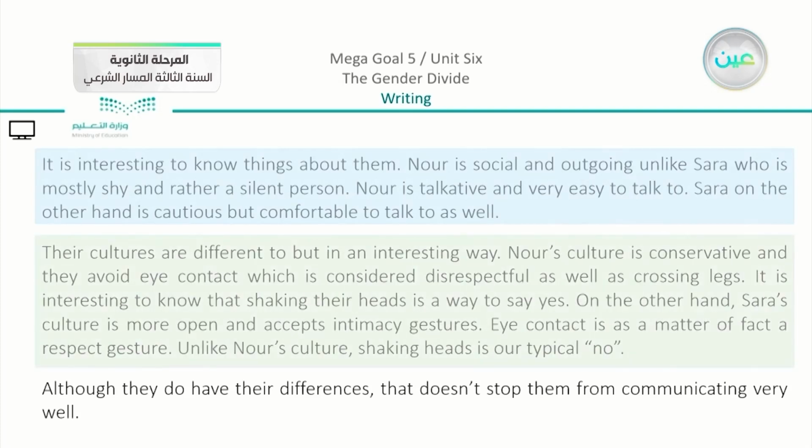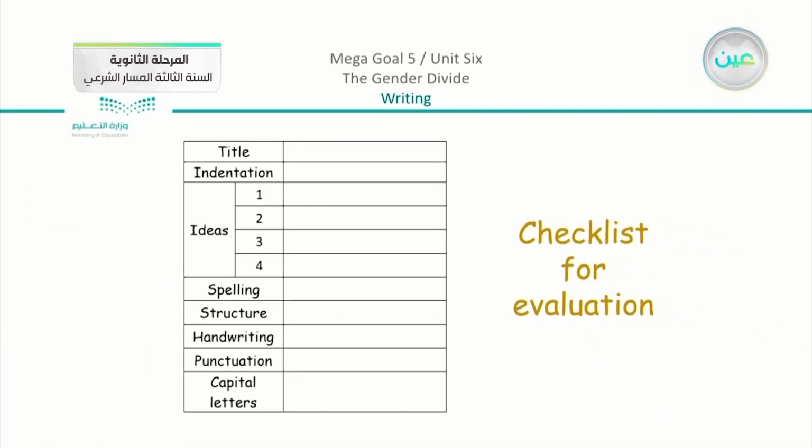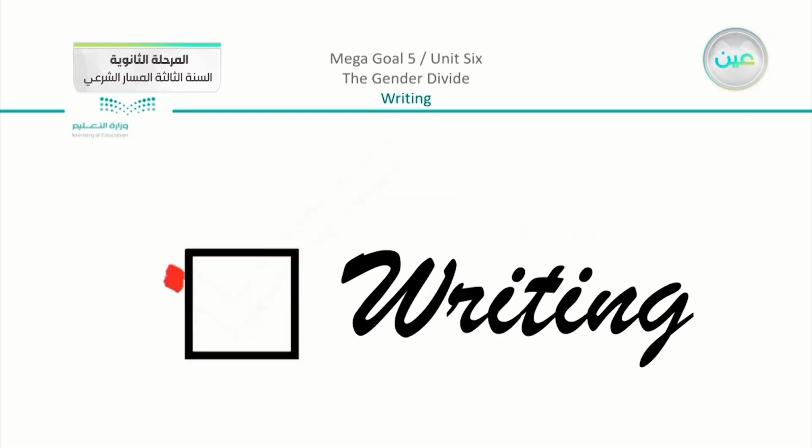Now we have, as we mentioned before, the checklist of evaluation. Now this is a way just to make sure that your essay is on the correct track. You can check your title, the ideas, the spelling, the structure. Make sure of your handwriting, or that you are choosing the correct font or something comfortable to read. Your punctuation and capital letters. And at the very end, your writing will be perfect.